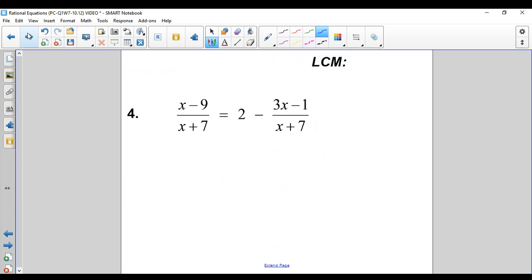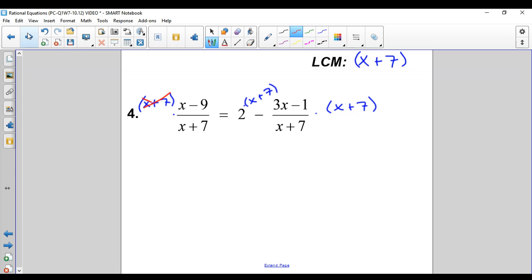Fourth example, very similar. One big thing here to watch though that I want to point out. Lowest common multiple, just like the last one, is just the whole thing, x plus 7. So two things I want to point out. Multiply everything by x plus 7. First of all, everything, including that 2. Right side continues on here, x plus 7. So we have that.